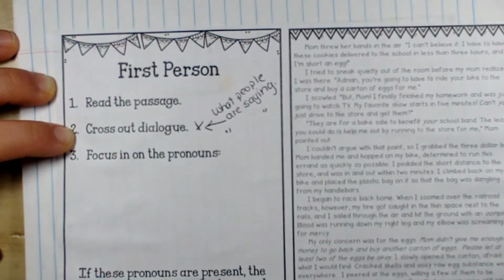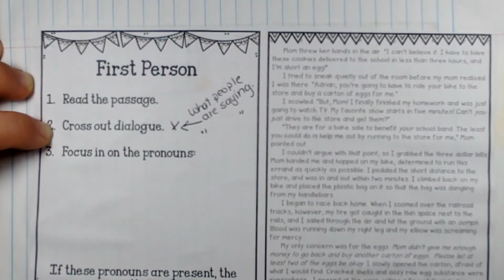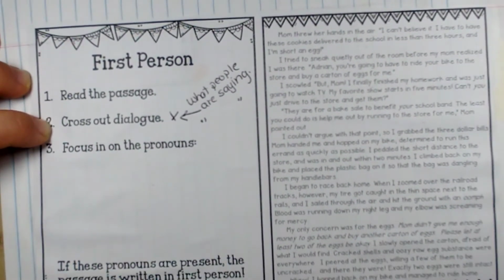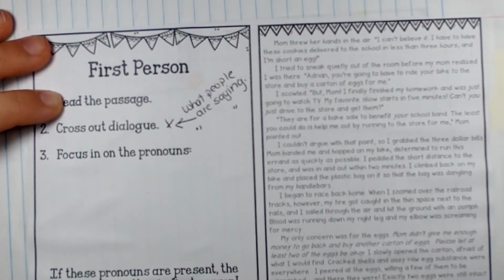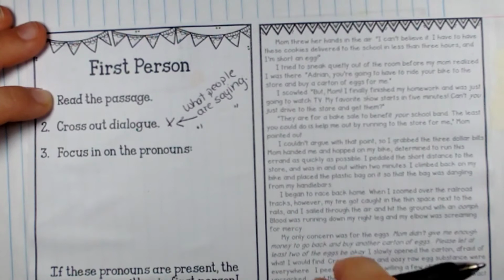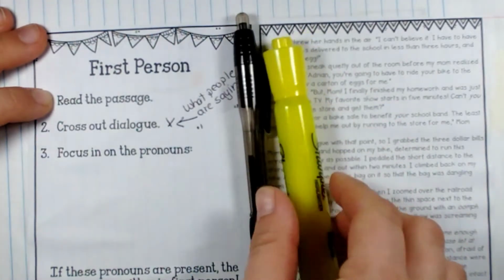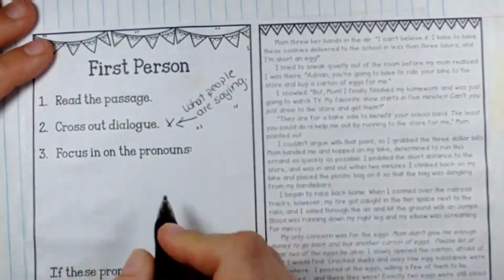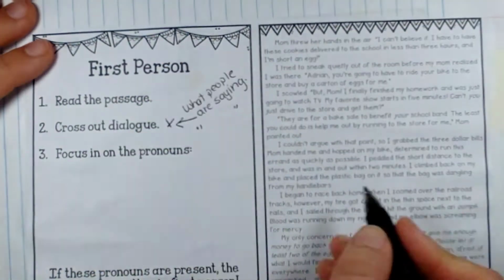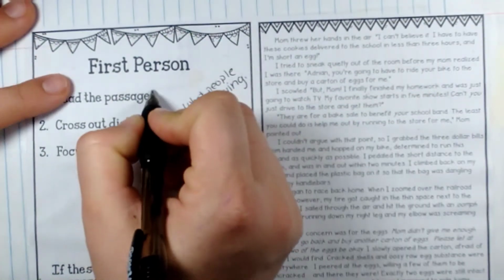Now, if it ends up being third person, I'm going to want to look at the thoughts and feelings of things and characters later on. But right now, we're going to be crossing it off. Okay? So you need a pen and you need a highlighter for this. Okay? So I'm going to cross out the dialogue. So the first thing, always, I read the passage one time.